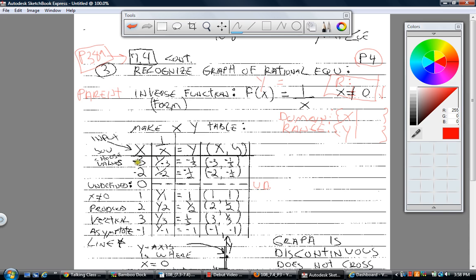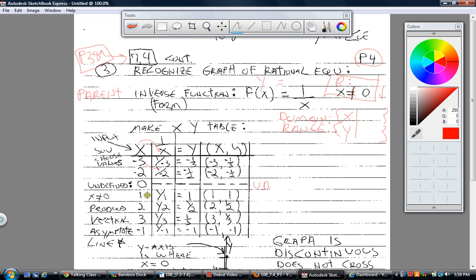Now, go back up here, follow: x is your input. You're going to put it down in the denominator, so it's 1 divided by -3. Output is -1/3. The ordered pair: the input was -3, the output was -1/3. So you see a number and you see the reciprocal? Okay, -2. 1 over -2 is the output, which is -1/2, and that's what we're going to graph here.